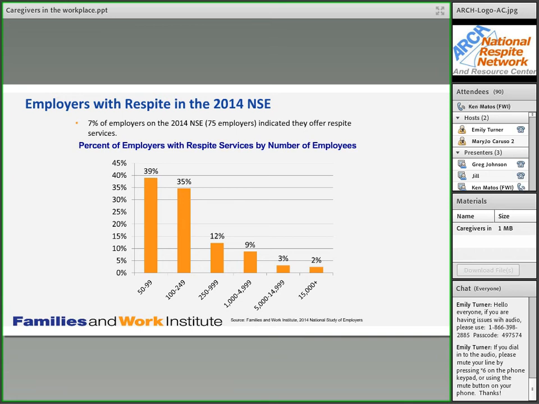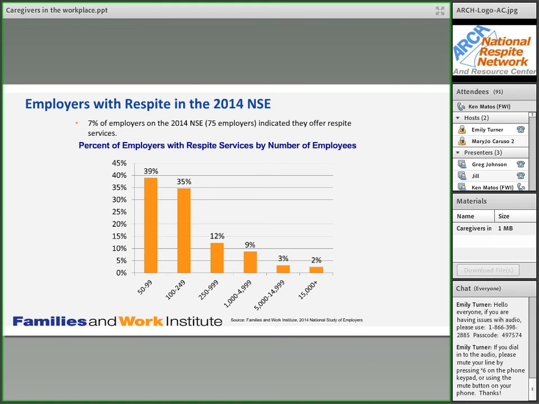To help you plot out what kind of employers might be most invested in the idea of providing respite, I have some of the data around the companies that said that they did provide respite services on our national study. And in just a second, I will tell you our definition. So we asked employers what they offered in terms of respite services. Our specific question around respite was, do they provide access to respite care for employees with elder care responsibilities?